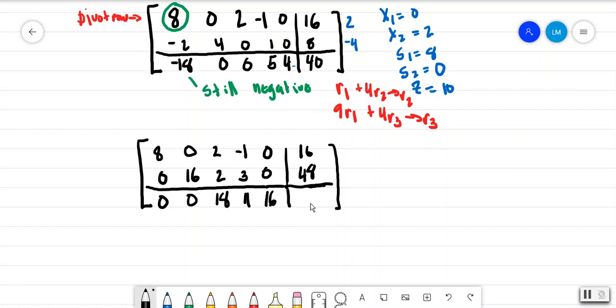Okay, so now we have 9 times 16. So 9 times 16 is 144. And then we have that 4 times 40 is 160. Okay, so this is going to be 304.